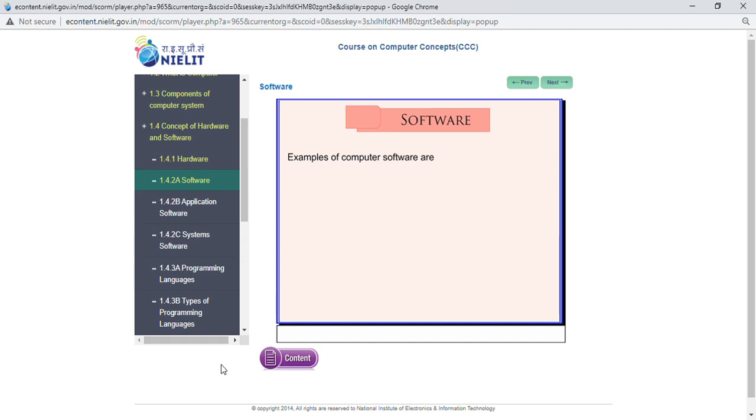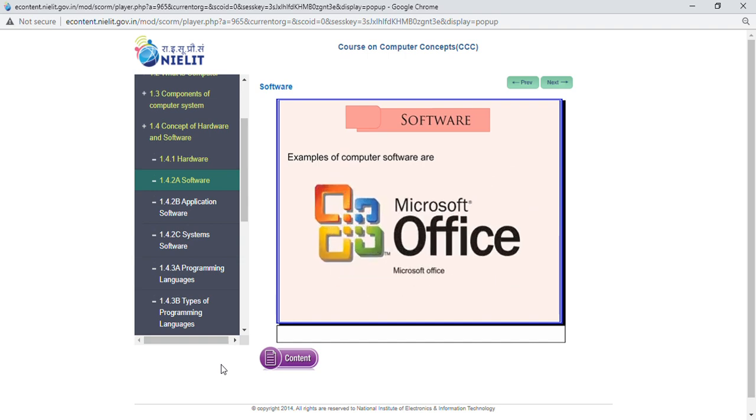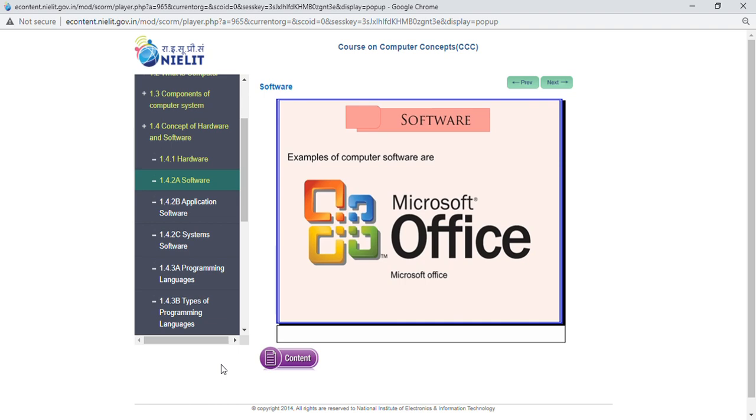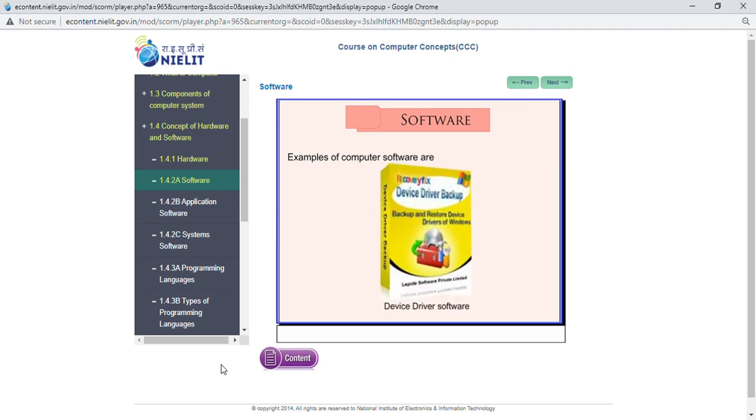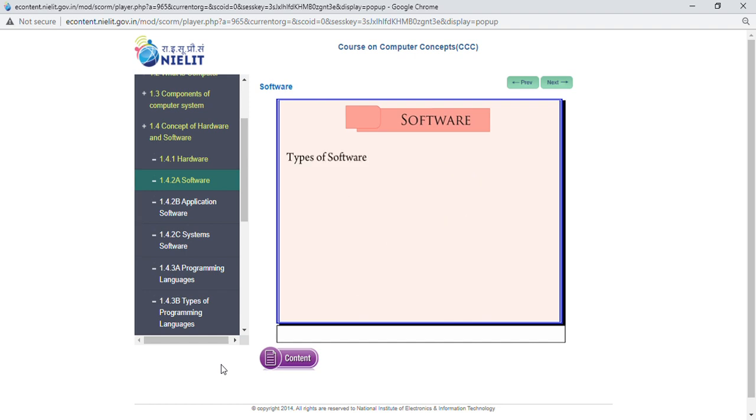Examples of computer software are Windows operating system, Microsoft Office, device driver software, assembler and compiler software. Types of software. There are two categories of software. They are application software, system software.